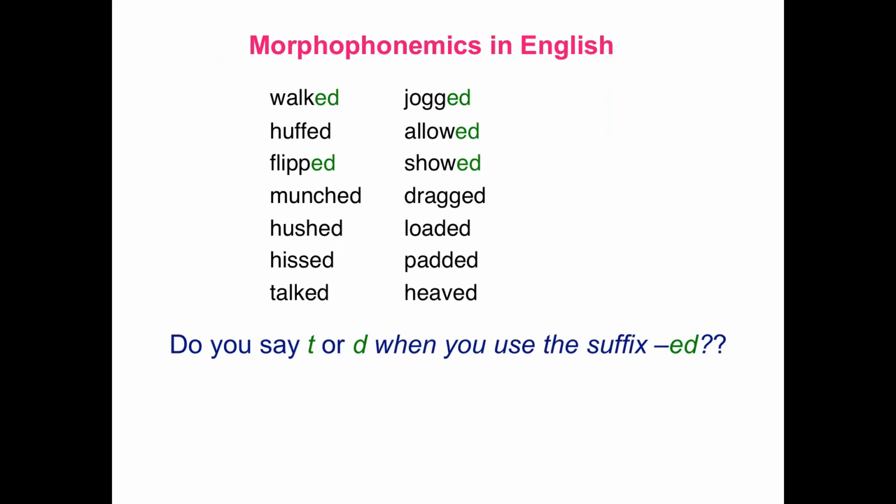We're going to your very own language. We're doing a morphophonemics exercise in English. I'm giving you here a whole bunch of words with the ed past tense. So we have walked, huffed, flipped, and so on, and jogged, allowed, showed, and so on. So here's what we know about English. Typically, when the ed suffix goes on, people pronounce that d in ed either more like a t or more like a d. Okay? So there's a certain rule at work here that you as native speakers subconsciously know and apply all the time, but you're of course not consciously aware of that.